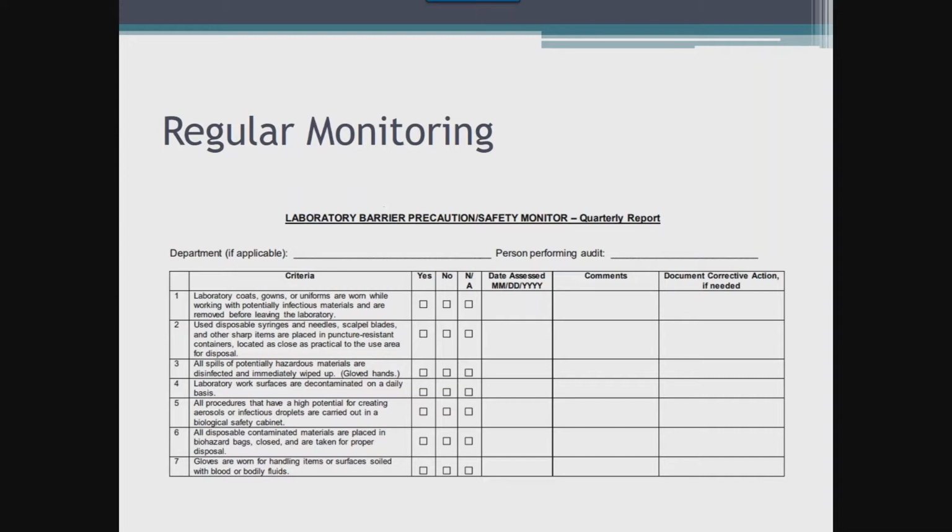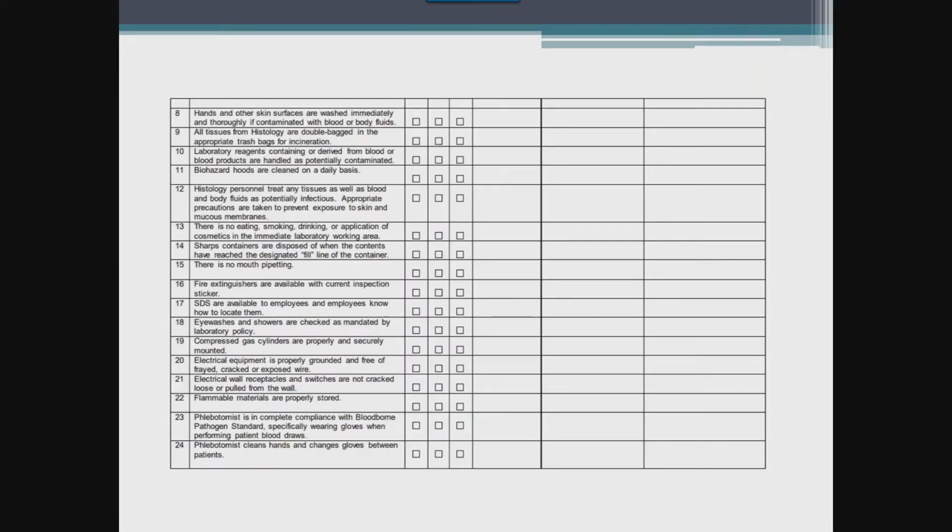So as I scroll through here, you can see the general layout of the form, the criteria that we're looking for, what the compliance is. We do document the date, any comments the surveyor may have, and then we document that corrective action in that last column.